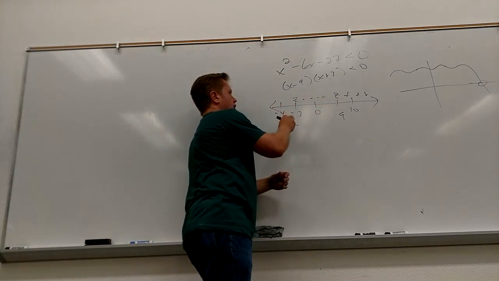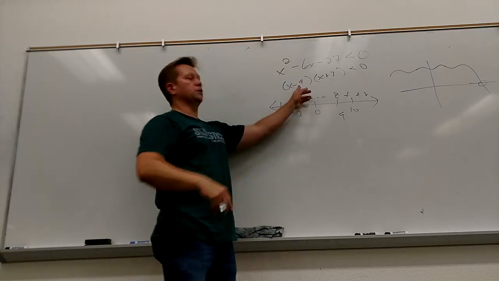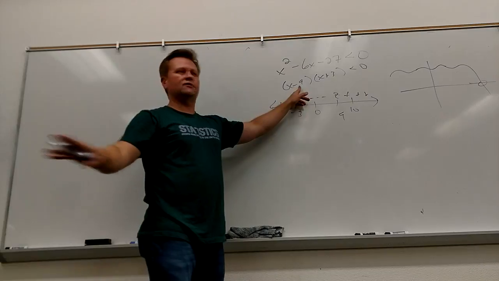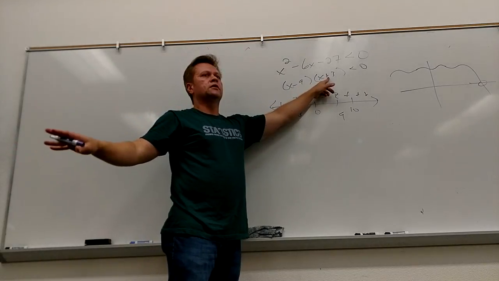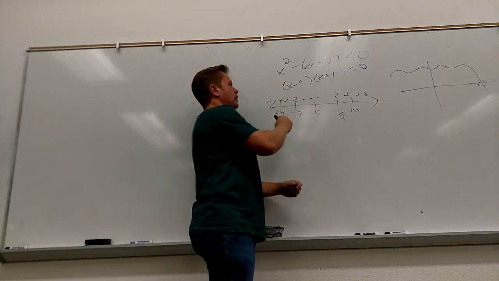So what do you get when you plug a negative 4 in? Negative 4 minus 9 is negative. Negative 4 plus 3 is negative. Negative times negative is positive. See how I don't even care what the number is. So how do I answer the question?